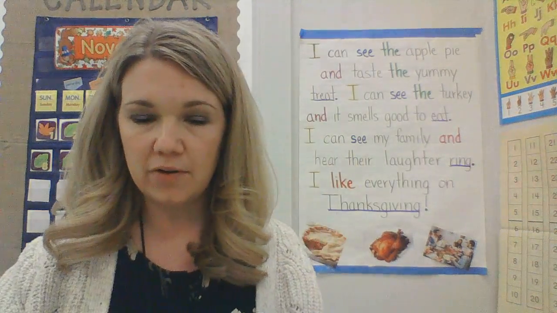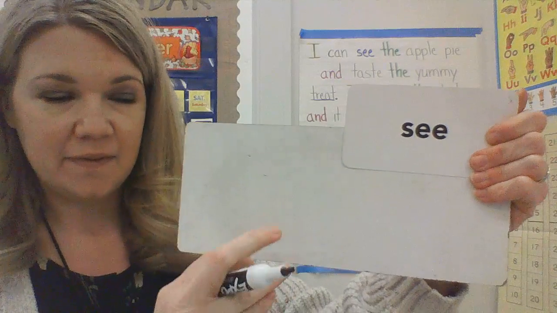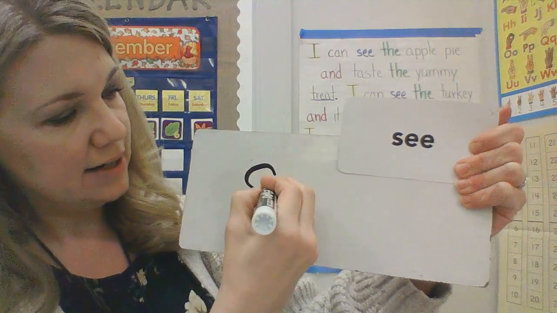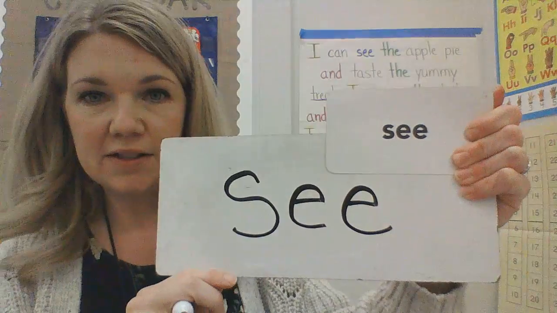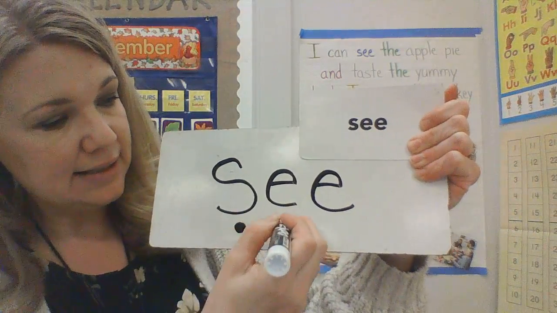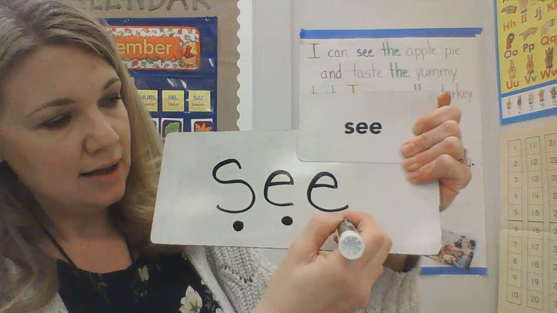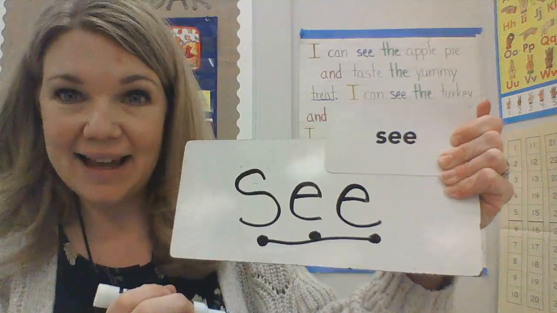I'm erasing my board. Remember, you could be doing this in the air, or you can do it on paper too. This is our next sight word. Can you write it with me? I'm going to write it down. There's our sight word. Let's spell it together. Ready? S-E-E. Let's say it. See. That is the sight word. See. Good job. Okay, my friends.